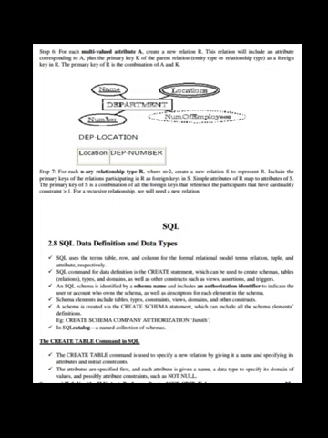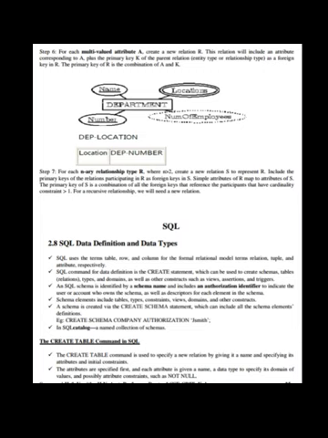Now let us see SQL. SQL data definition and data types. SQL uses the terms table, row, and column for the formal relational model terms relation, tuple, and attribute, respectively. The SQL command for data definition is the CREATE statement, which can be used to create schemas, tables, relations, types, domains, as well as other constructs such as views, assertions, and triggers.